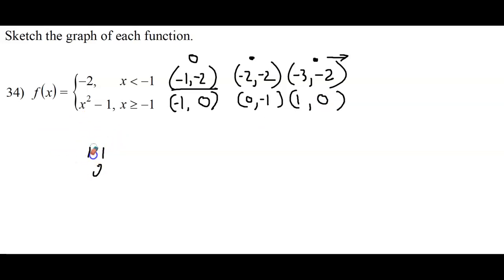Now, once again, for our boundary point, we need to identify, is it an open dot or a closed dot? My boundary point, negative 1, has an equal sign on its inequality, which means that it's going to be a closed dot. These ones will also be closed dots, but once again, it's just going to keep going after that. Okay, so we're ready to graph, so here we go.